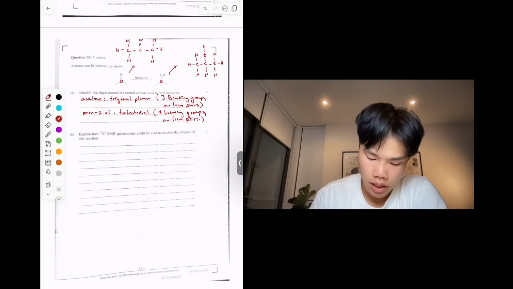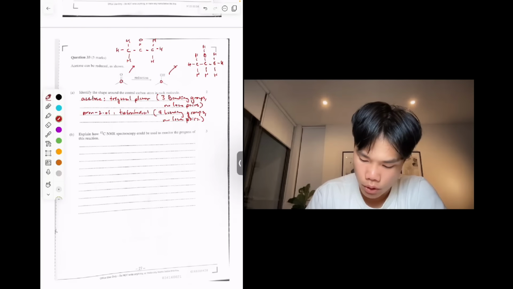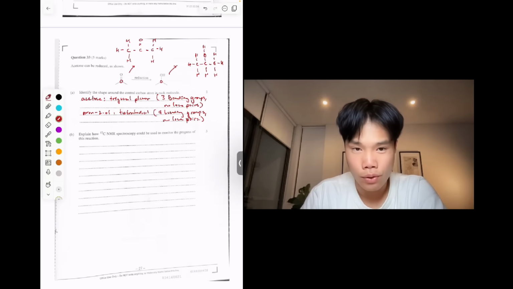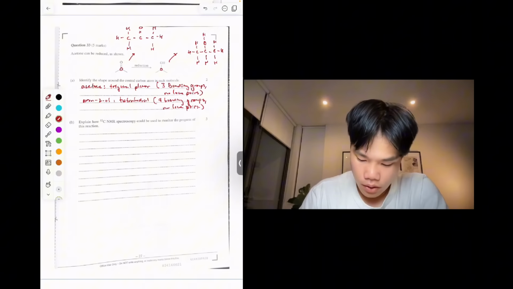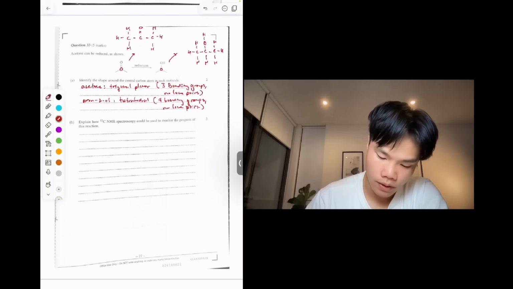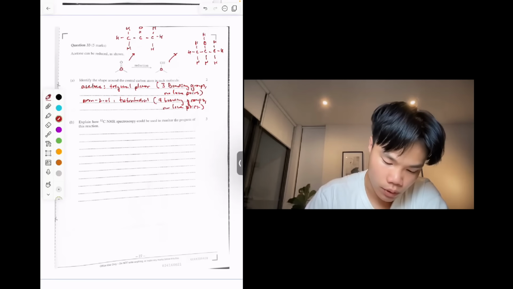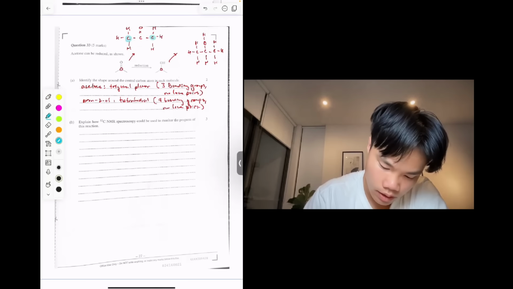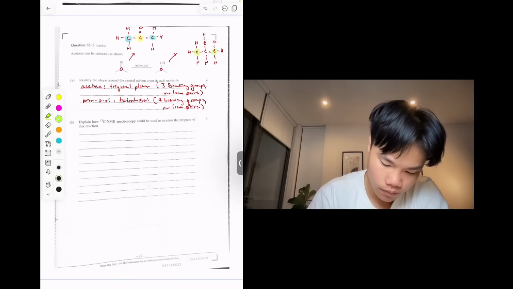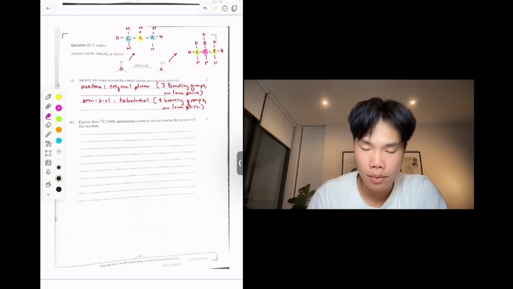Part B, explain how 13 carbon NMR spectroscopy could be used to monitor the progress of this reaction. This was interestingly the question I predicted to come up in the exam in our predictions. So it did come, but not in as long of a response as I would have thought. Essentially, you would be looking at your carbon spectra, and for the two different molecules, you'd have two carbon regions either way.